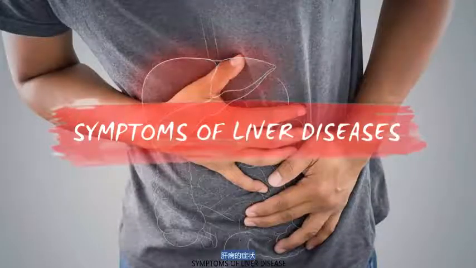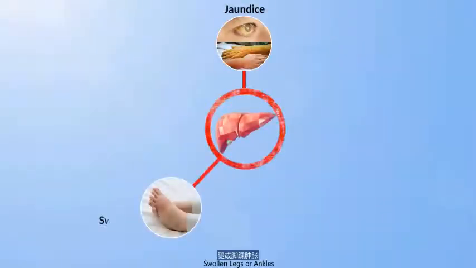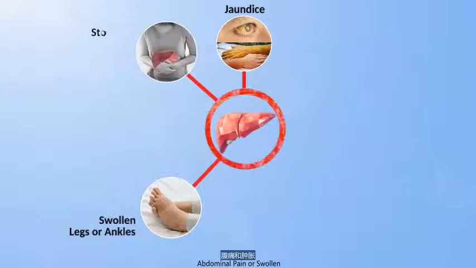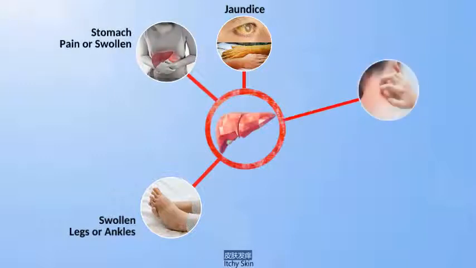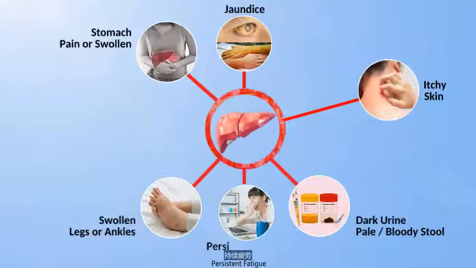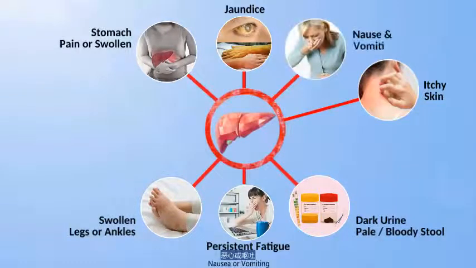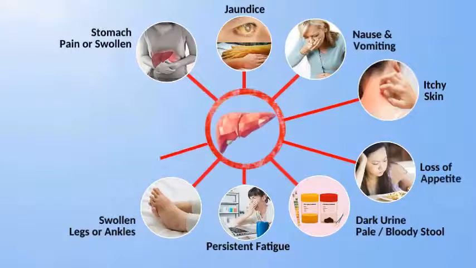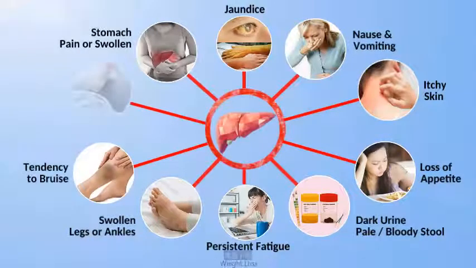Symptoms of liver diseases. Jaundice, swollen legs or ankles, abdominal pain and swelling, chalky skin, dark urine and pale or bloody stool, persistent fatigue, nausea or vomiting, loss of appetite, tendency to bruise, weight loss.